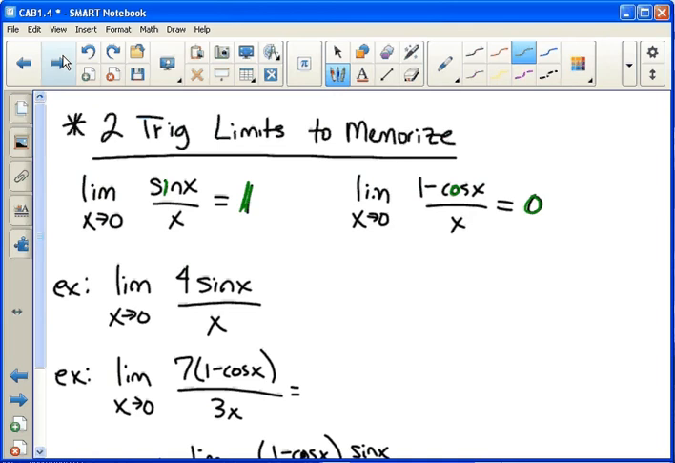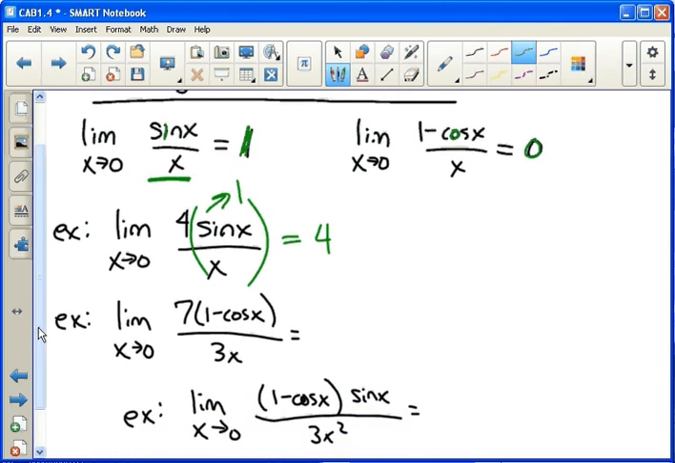So we're really going to, in these examples, be applying the properties we talked about. Because if you look at the first example, it's 4 times sine of x over x. Well, if I just split this up, this is really 4 times this function right here. And I know the function in parentheses, sine of x over x, has a limit of 1. So if I'm multiplying that by 4, my limit will just be 4. And then on the next example down, we have 7 times 1 minus cosine x over 3x. Well, if you look closely, that's really just 1 minus cosine x over x times 7/3. And we know the part I outlined in green goes to 0. So we just do 7/3 times 0, which is 0.